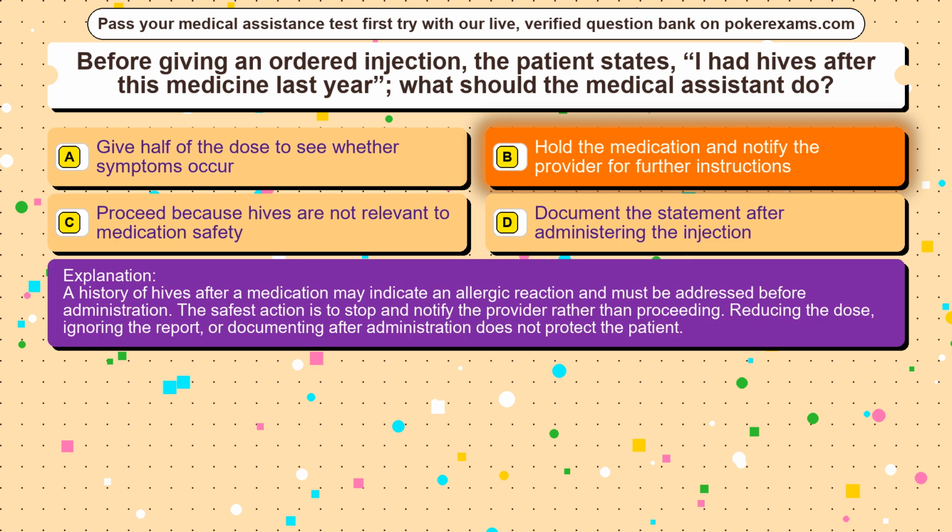A history of hives after a medication may indicate an allergic reaction and must be addressed before administration. The safest action is to stop and notify the provider rather than proceeding. Reducing the dose, ignoring the report, or documenting after administration does not protect the patient.